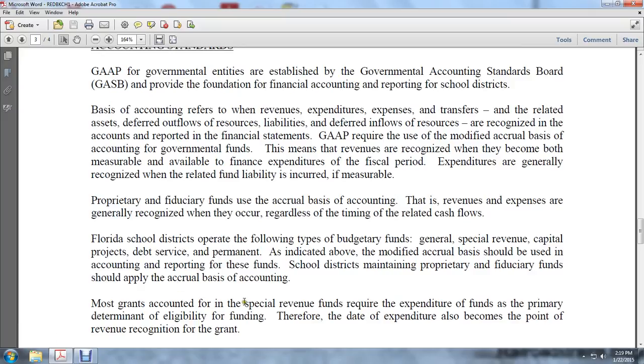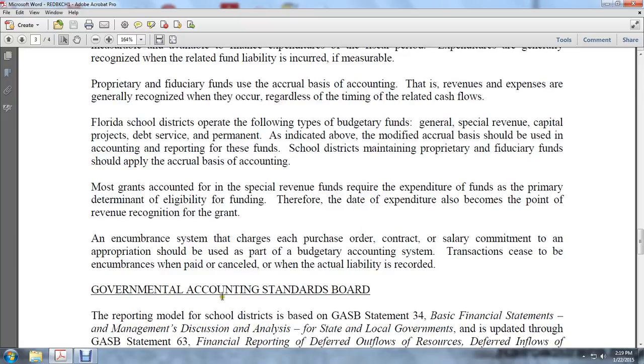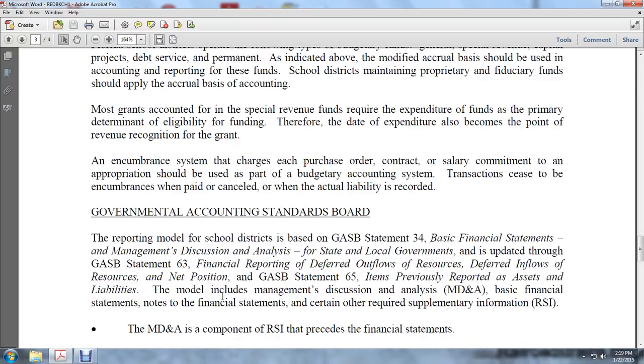Most grants are accounted for in special revenue funds, and expenditures are required for the determination of eligible funding. Therefore, the date of expenditure becomes the point of revenue recognition for the grant. An encumbrance system should be used in the budgetary accounting system, so that each purchase order, contract, or salary commitment is recorded. A transaction ceases to be an encumbrance when paid or canceled, when the actual liability is recorded.